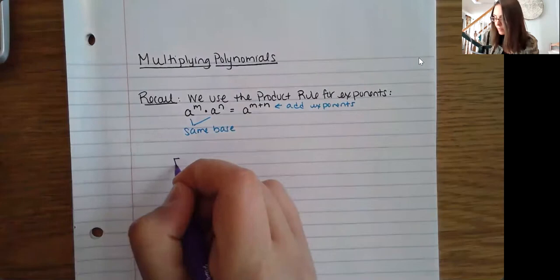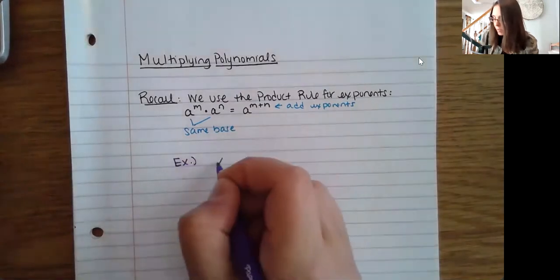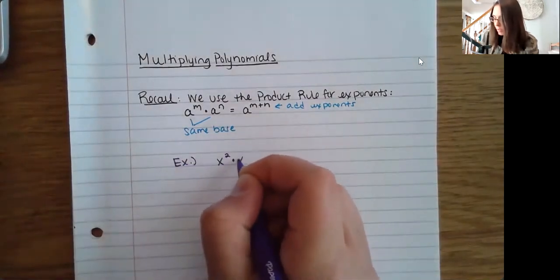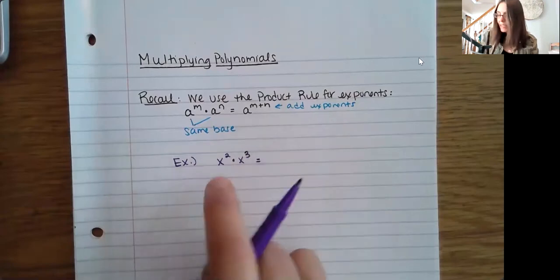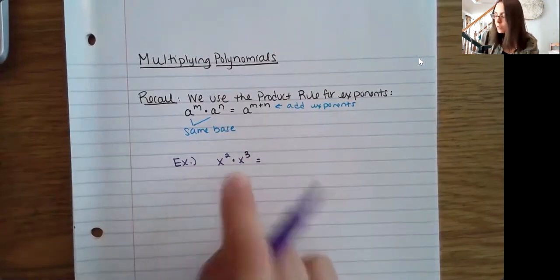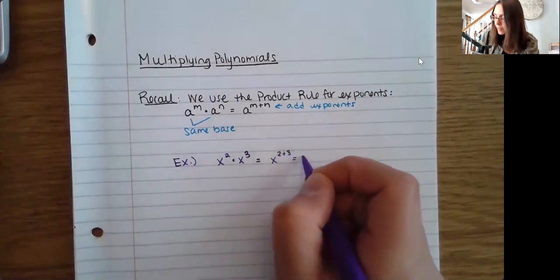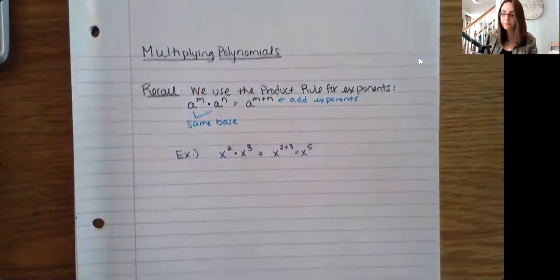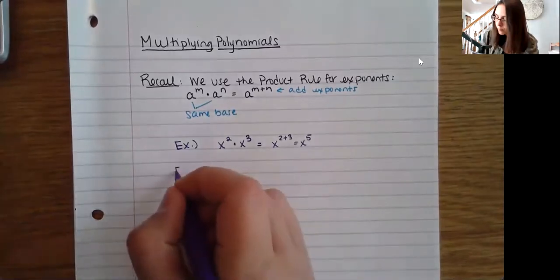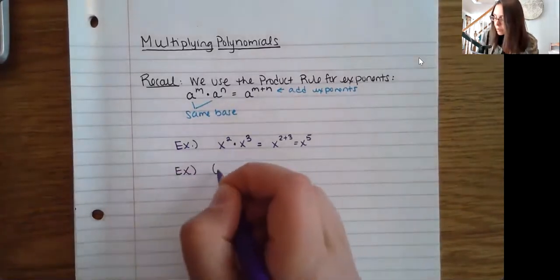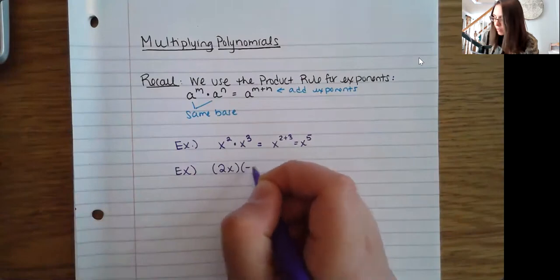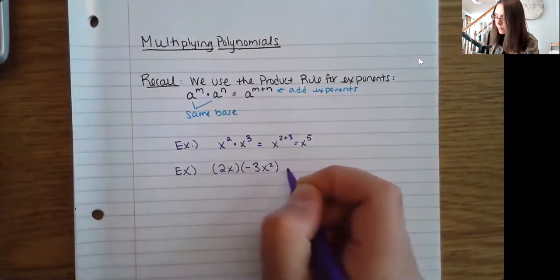Right, so for instance, if I have something like x squared times x cubed, I have the same base here, they're both x's, so the shortcut says that I can just go ahead and add our exponents, and this becomes x to the fifth. Let's say I have 2x times negative 3x squared.